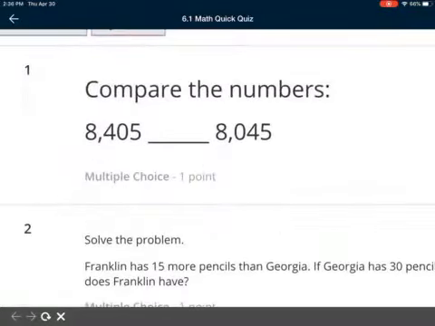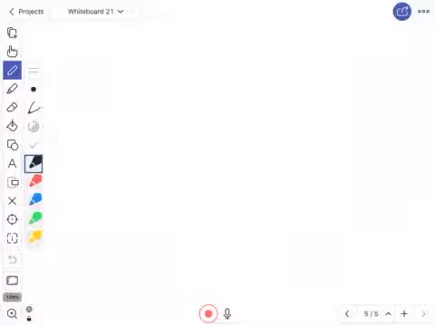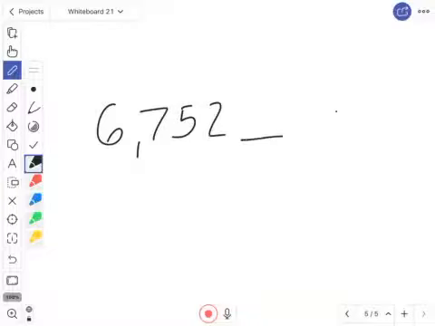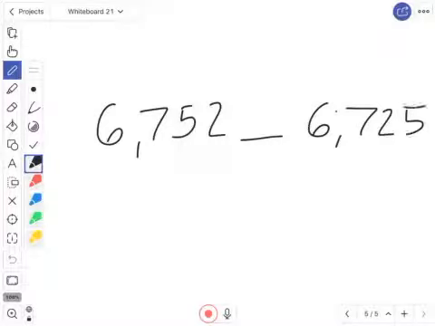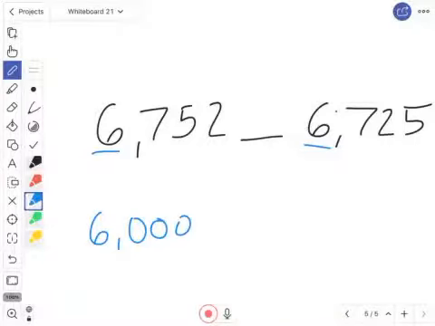So for the first problem, you have to compare the numbers. Remember, when you're comparing numbers, for example, if I have the number 6,752 and the number 6,725. What I always do when I'm trying to compare numbers is try to be as accurate as possible, so I look at it place value by place value. I'm going to start with the thousands. Both of them are in the 6,000s. That 6 really stands for 6,000, and that's true for both of them. So that number is not going to help me figure out which one is larger.